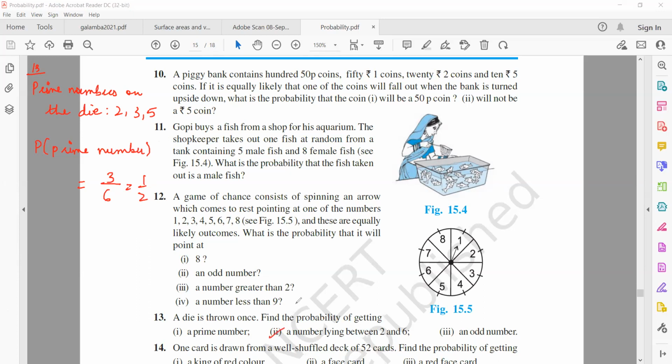Okay, next, a number lying between 2 and 6. First of all, you mention those numbers lying between 2 and 6. So what are the numbers? You don't have to take 2 now, right? So the numbers are 3, 4, and 5. That's it. So my favorable outcomes are now 3. It can be any of the numbers, and all are my favorable outcomes. So the probability of a number lying between 2 and 6 is 3 divided by 6, again 1 by 2.